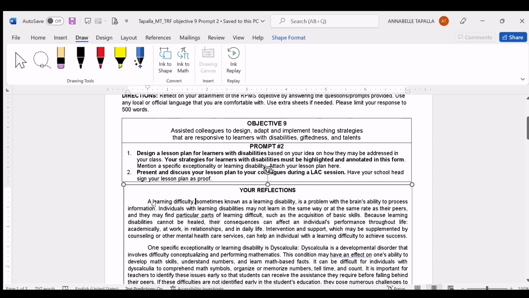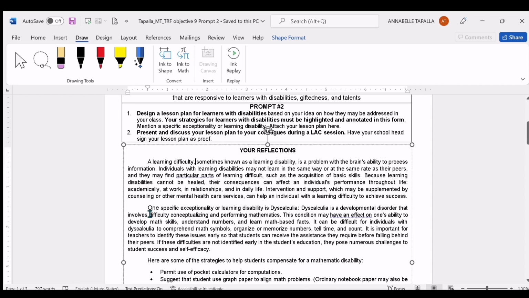A learning difficulty, sometimes known as a learning disability, is a problem with the brain's ability to process information. Individuals with learning disabilities may not learn in the same way or at the same rate as their peers, and they may find particular parts of learning difficult, such as the acquisition of basic skills. Because learning disabilities cannot be healed, their consequences can affect an individual's performance throughout life, academically, at work, in relationships, and in daily life. So, intervention and support, which may be supplemented by counseling or other mental health care services, can help an individual with a learning difficulty to achieve success.